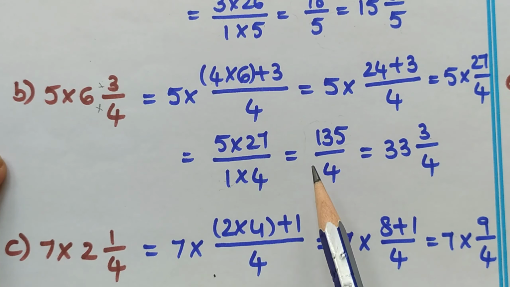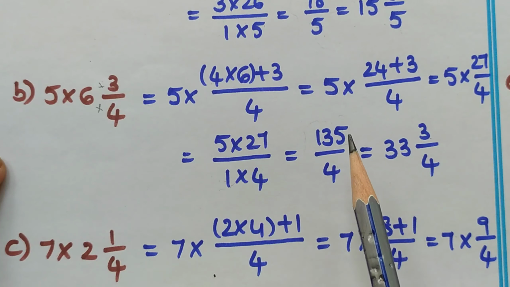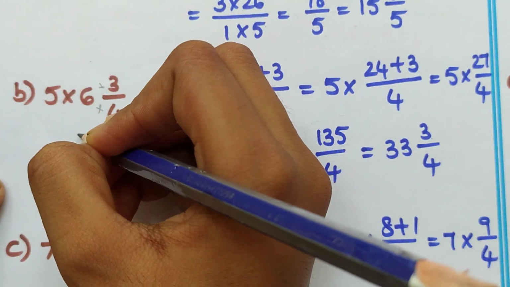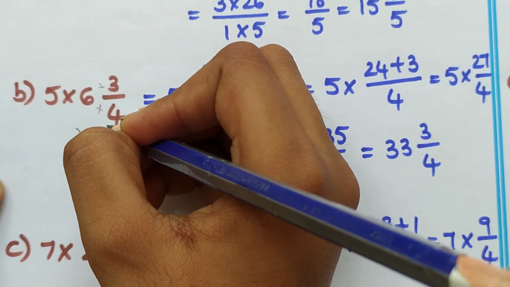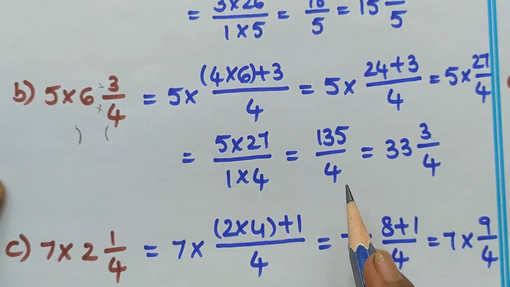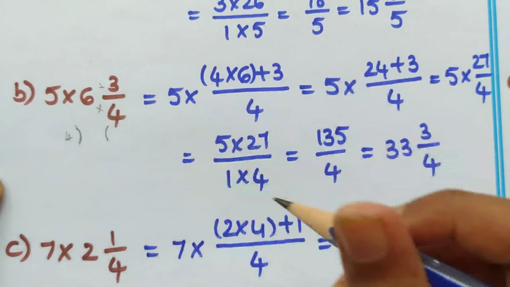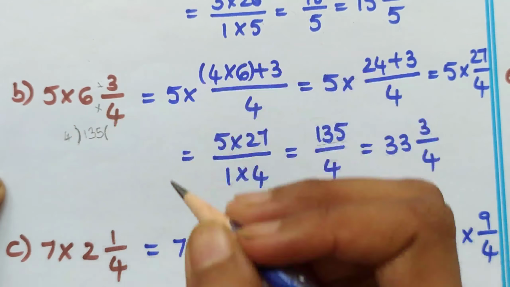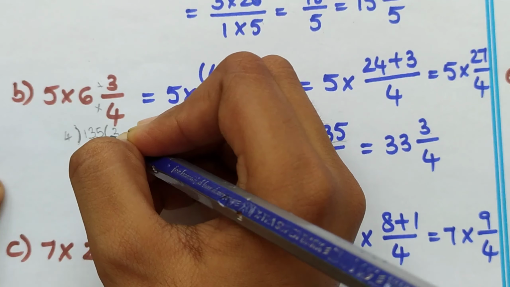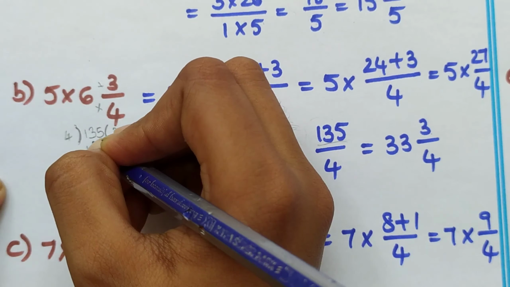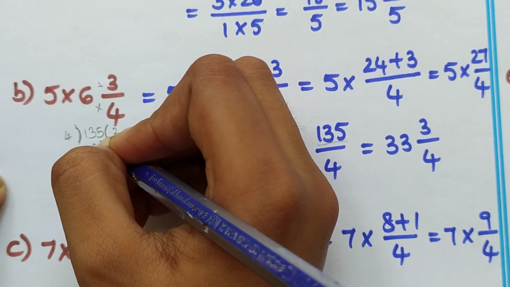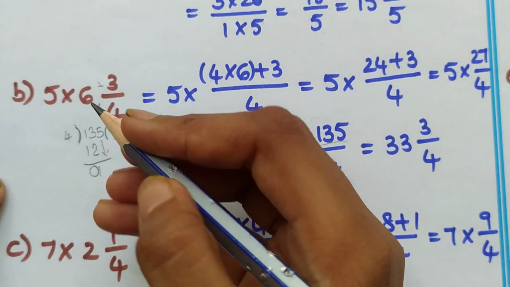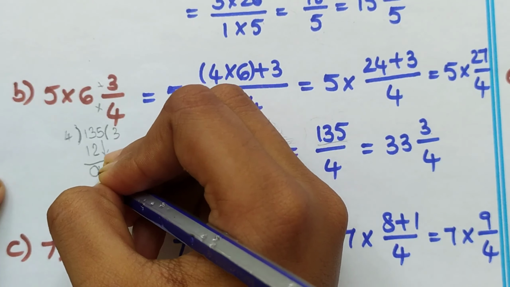If you observe friends, this is an improper fraction. So we need to convert this improper fraction into a mixed fraction. Now let's do the division. 4 should be here, whereas 135 should be here. 4 threes are 12 can be taken, and 3 minus 2 is 1 and 1 minus 1 is 0. Now let us drop 5. By dropping 5 it is 15.